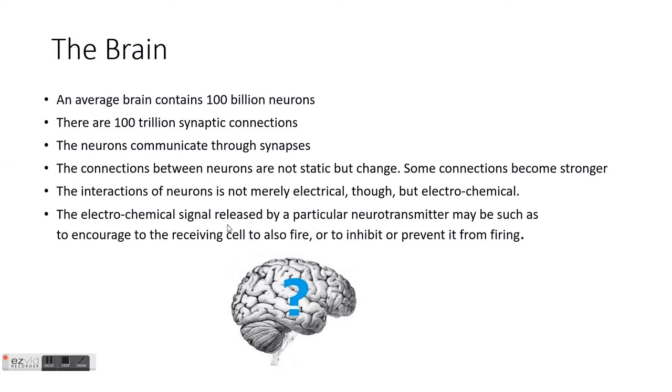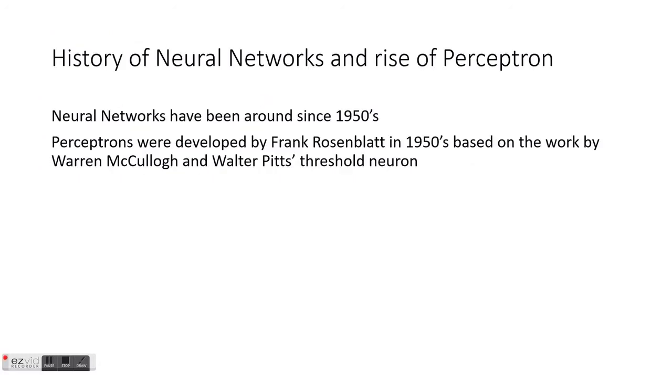And the interactions are not merely electrical, they are actually electrochemical. And the electrochemical signal released by the particular neurotransmitter may encourage subsequent cells to fire or inhibit other cells to fire. So the neural network and deep learning networks are essentially modeled, at least approximately, on how we think the brain functions. Neural networks have been around for a long time. In fact, they've been around since the 1950s.